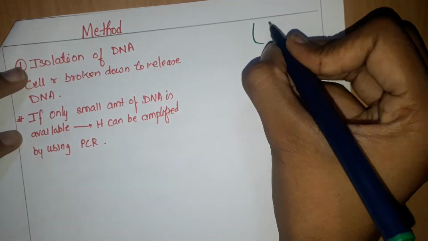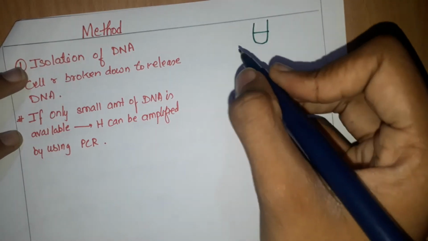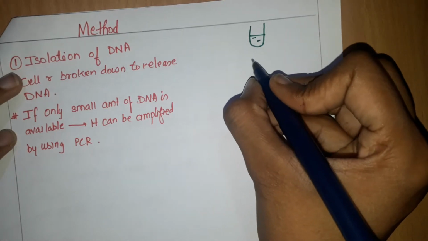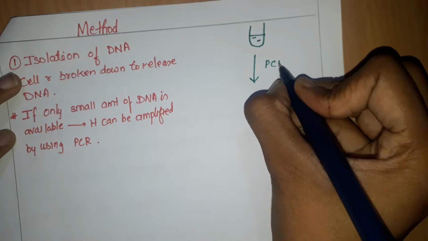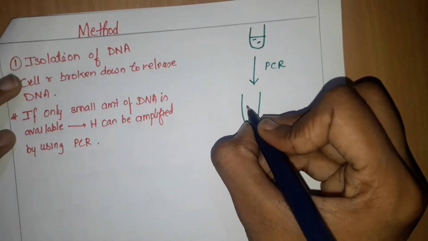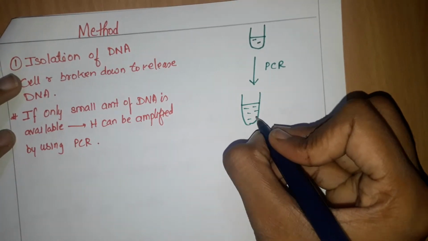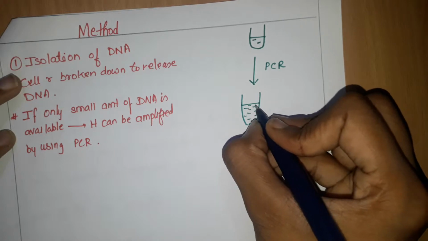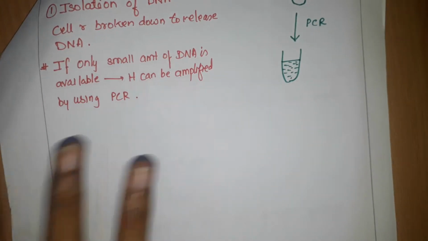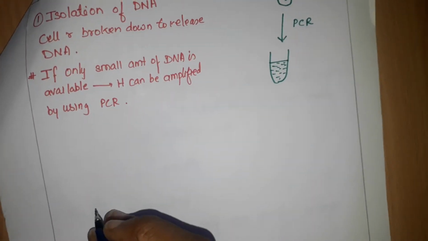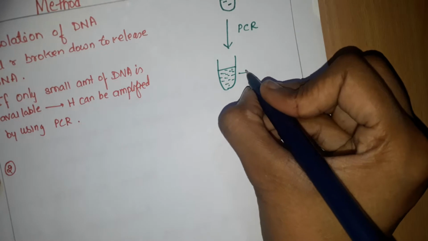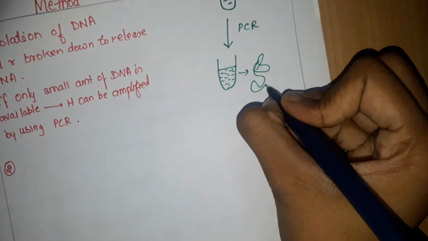This is the sample. In this we have only a small amount of DNA. Now by using PCR we can amplify it, like we get the amplified DNA. Now the second step, from this we are getting our DNA.